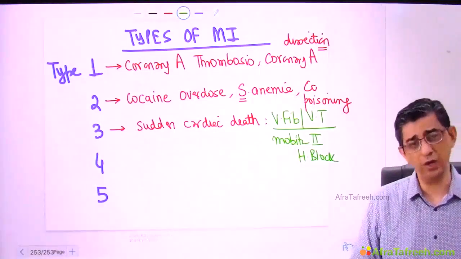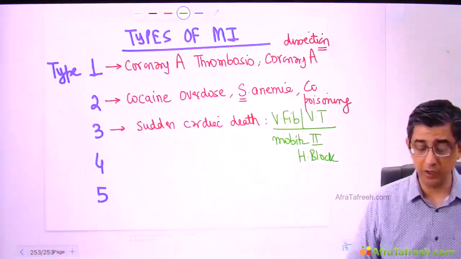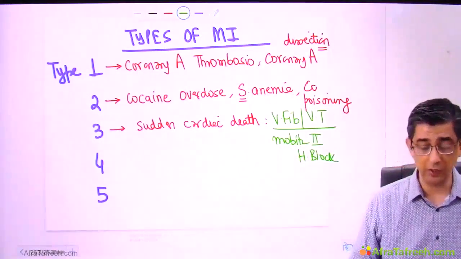VT usually occurs by 12 hours after onset of MI, and the bradyarrhythmia is Mobitz type 2 heart block. Any of these can cause sudden cardiac death.